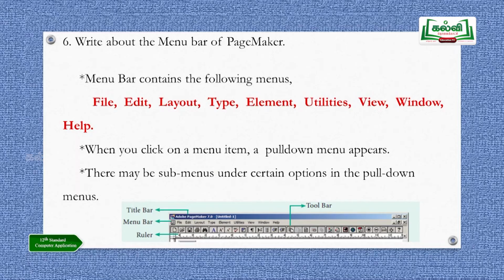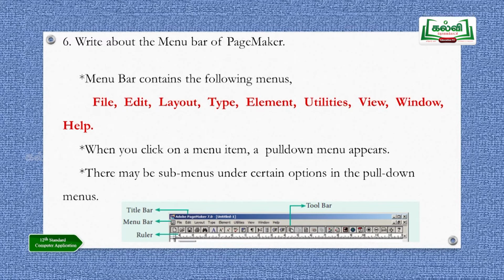We will move on to the next question, the 6th question. This is a 2 mark question. Write about the menu bar of PageMaker. As I told you in the previous class, the menu bar appears below the title bar of the window. The title bar will be the first bar, below that we will have the menu bar. In the menu bar we will have various menus.